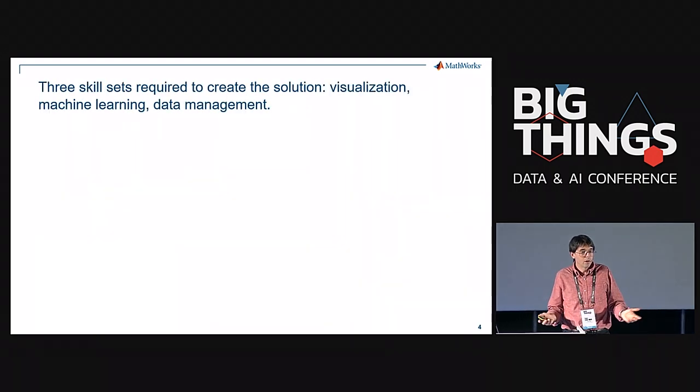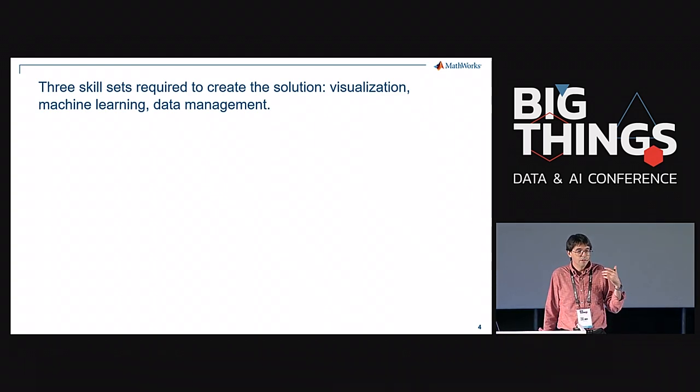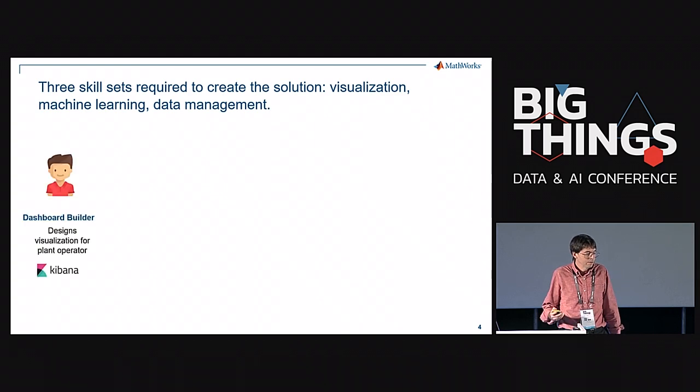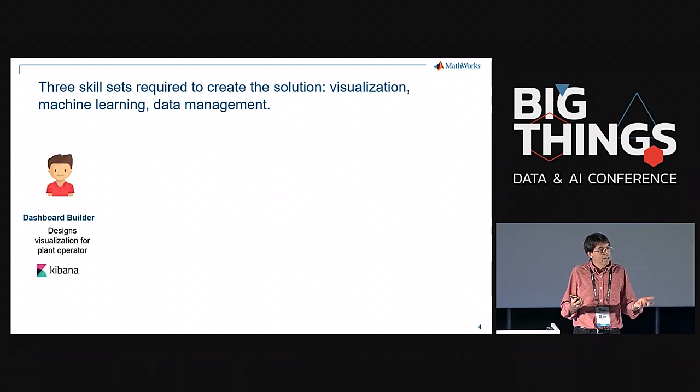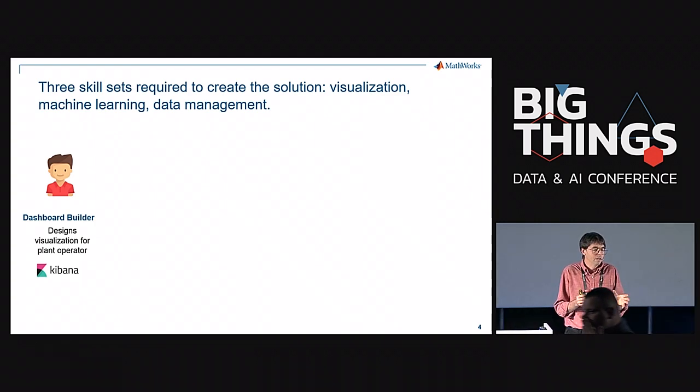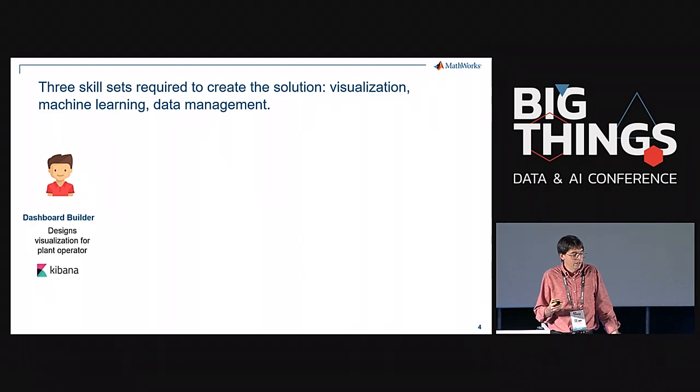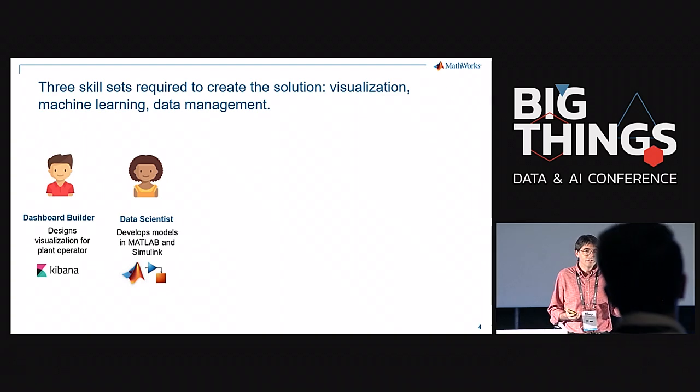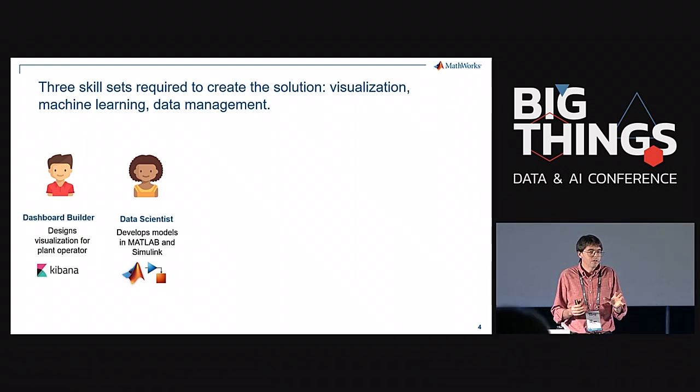So every story has its own characters. This project required people with three different skill sets. First, we had the dashboard builder, and their job was to produce visualizations that the plant operator was going to use in their day-to-day job. And then we had the data scientist, and the data scientist was responsible for turning the raw data into the insights and knowledge that the dashboard builder wanted to display.